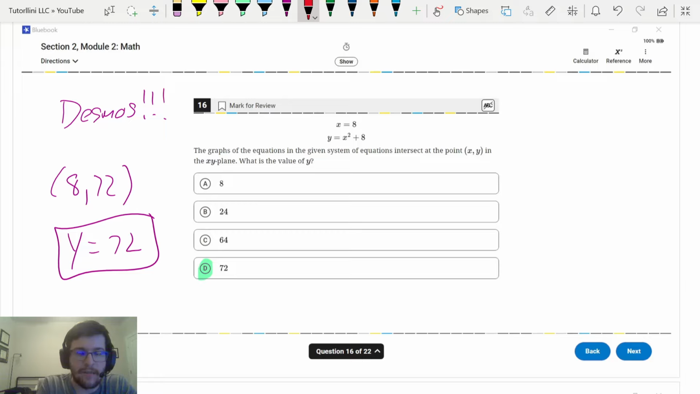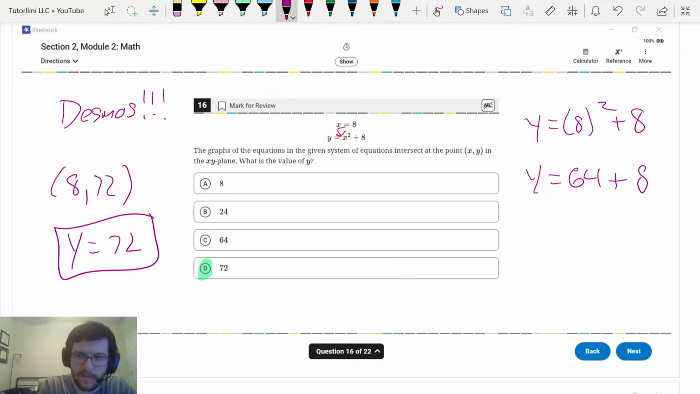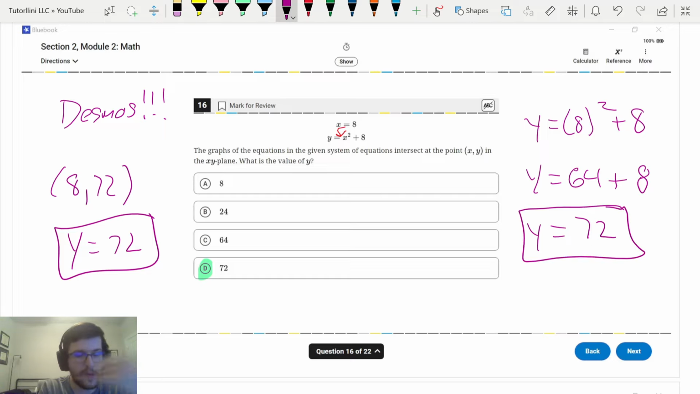Now for linear quadratic systems, we like to use substitution. We also like to use substitution when one of the letters is by itself. So we're going to substitute this into the other one, and we get y equals 8 squared plus 8. y equals 64 plus 8. So y equals 72. That didn't take too long, but let's say you're sitting there and you're nervous and you're not sure what to do. I mean, Desmos is a great fallback, right? Okay, great.